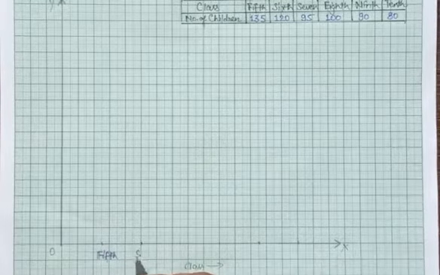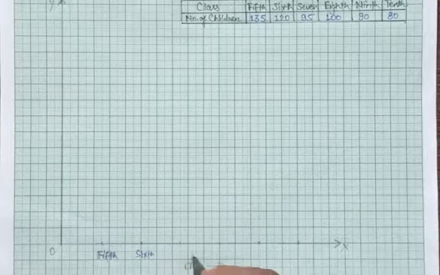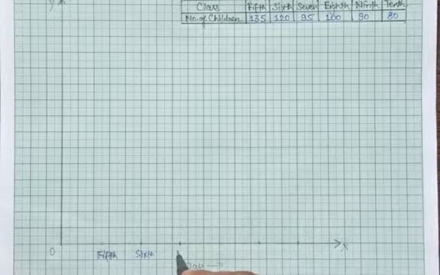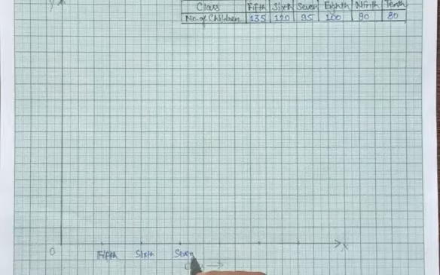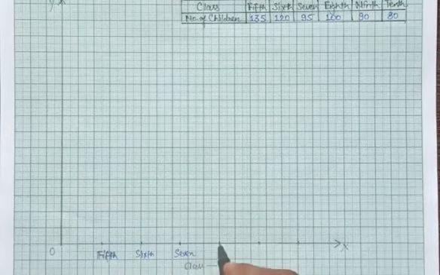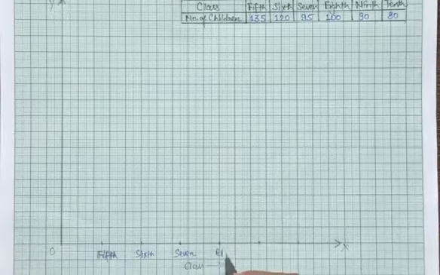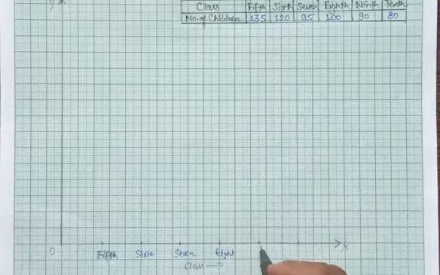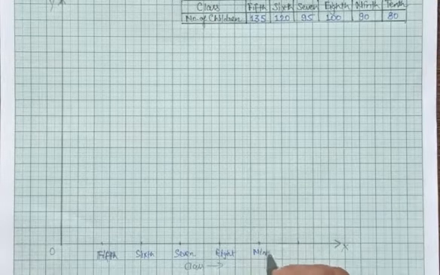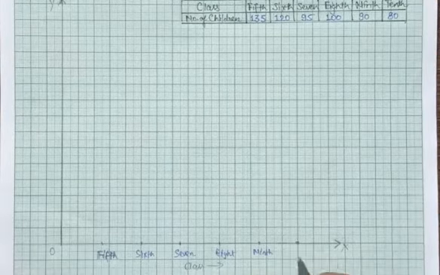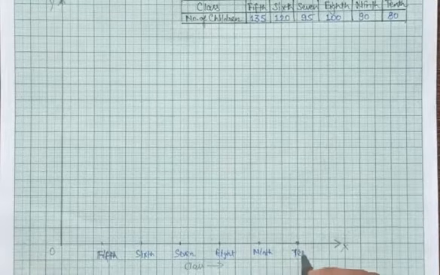This point represents class 6th. This is 7. This is 8. This is class 9. And this is class 10. Okay.